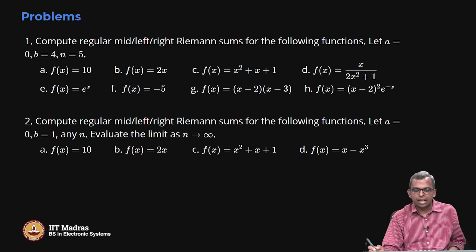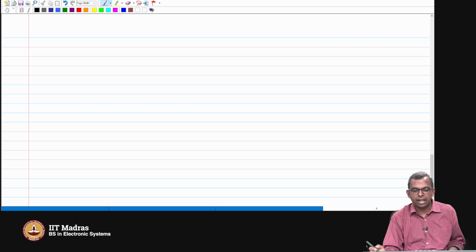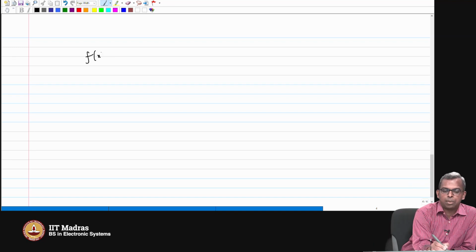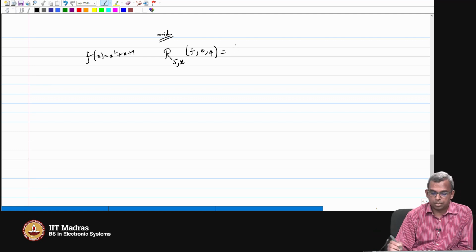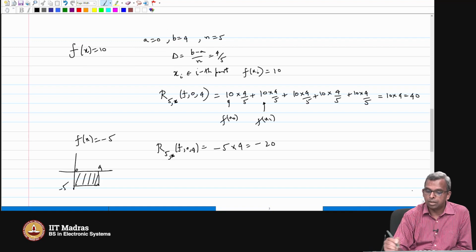Okay, let's take more complicated functions. It doesn't really matter what the function is. It's exactly similar to this. So you can take x squared plus x plus 1. Let's take x squared plus x plus 1. Okay, so your R5, I'll do the midpoint of f comma 0 comma 4. Oops, did I make a mistake in the previous one? I think this is fine.